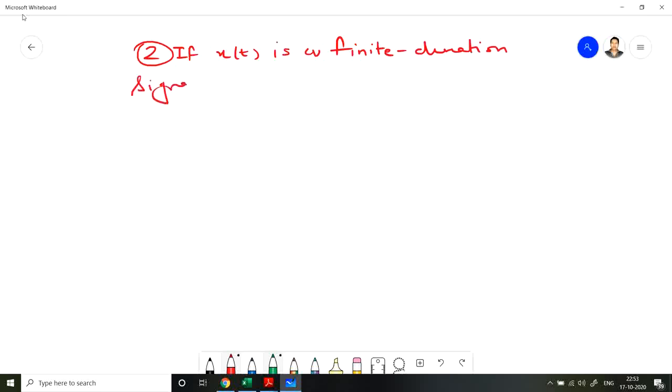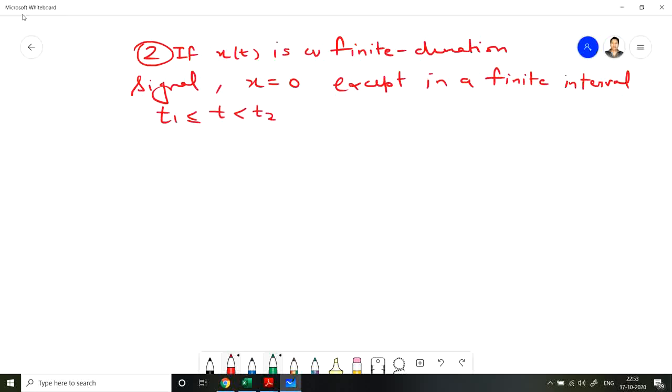Second property is, if x(t) is a finite duration signal, that is x(t) is equal to 0 except in a finite interval t1 is less than or equal to t is less than t2, where minus infinity is less than t1, and t2 is less than infinity.